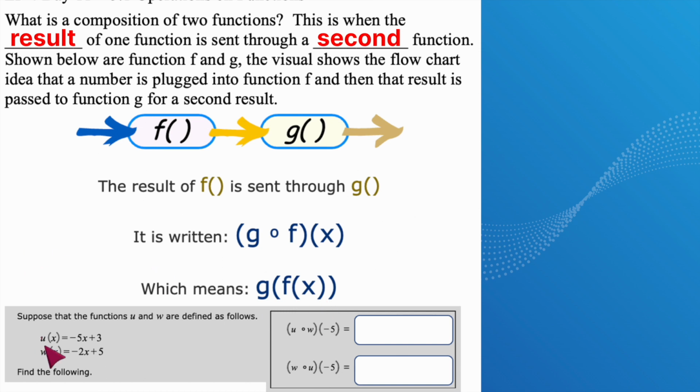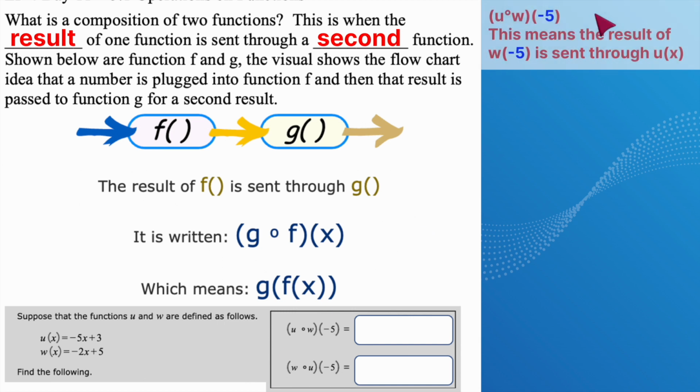All right. So now we say, suppose that the functions u and w are defined as follows. If u of x equals negative 5x plus 3, w of x equals negative 2x plus 5, find the following two pieces. First they're asking us to do the composition of u and w of negative 5, and then w and u of negative 5. So they look the same, but depending on which one you send it through first, it's actually going to change the outcome. So we can see this.